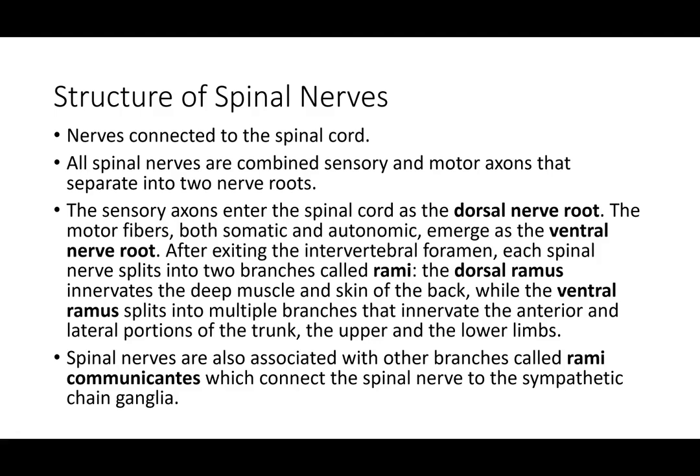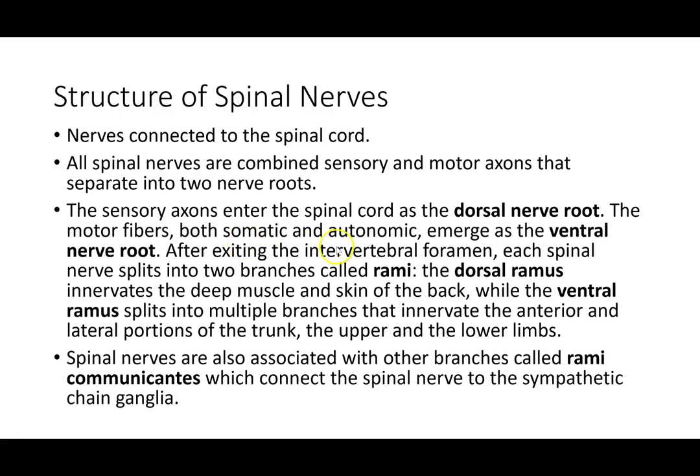So all of the sensory axons are going to enter the spinal cord through the dorsal nerve root, and then all of the motor fibers, regardless of whether they're part of the somatic or autonomic divisions of the nervous system, are going to emerge as the ventral nerve root coming out of the spinal cord. So sensory axons go into the spinal cord. The motor axons, motor fibers, are going to leave the spinal cord. So again, sensory information comes into the central nervous system, is processed, and then we generate some sort of response through our motor fibers or motor nerves.